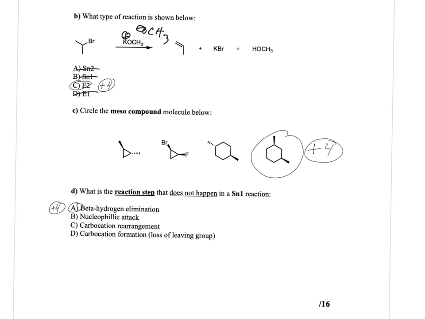Meso compounds, again, cut this in half, they're on opposite sides. Cut this in half, but they're different atoms. This one doesn't really work. You cut this one in half, you have a mirror plane right there. So that's the one you want.